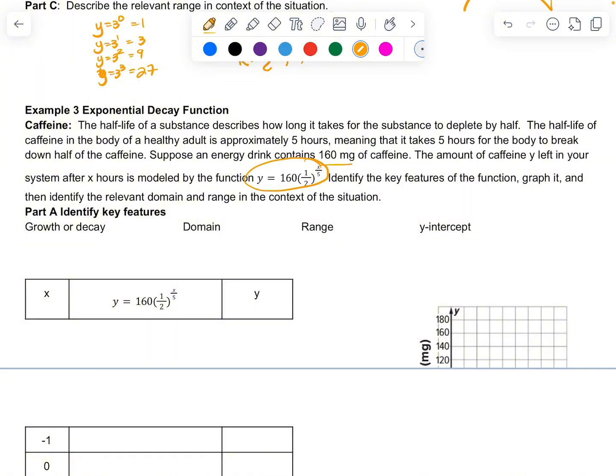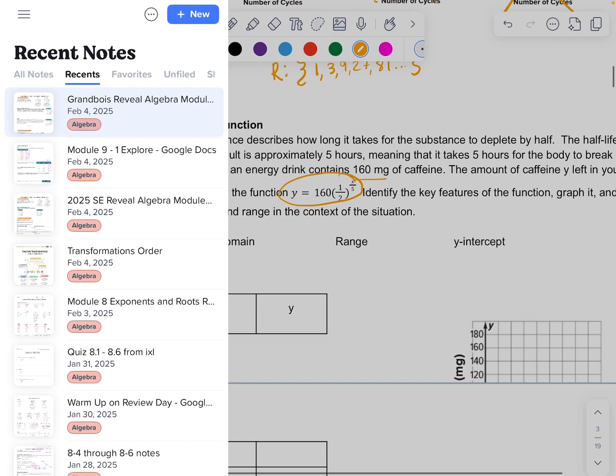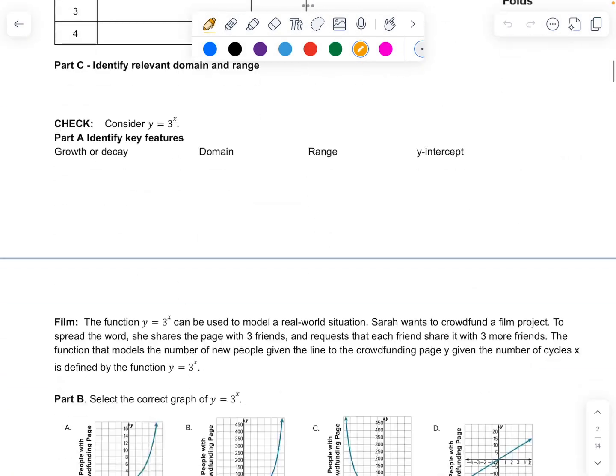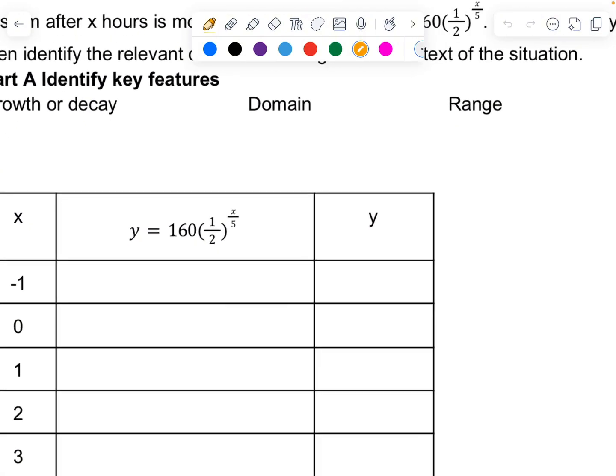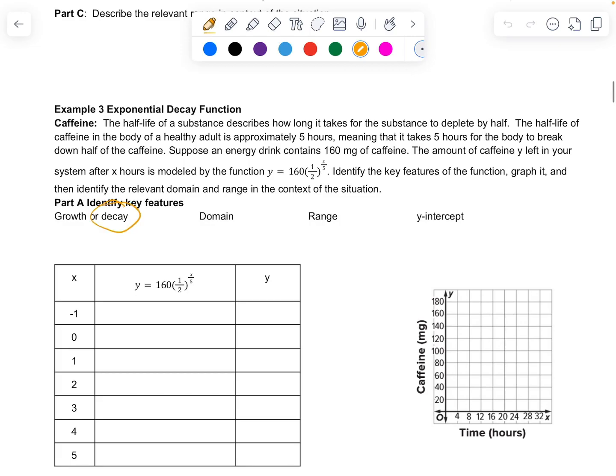Oh, our graph is horrible. Let's see if it's any better on my other one. There we go. We'll do this one. So all we're going to do is, this is decay because it has a half right here. The domain, remember, is all real numbers. Range is y such that y is greater than 0.